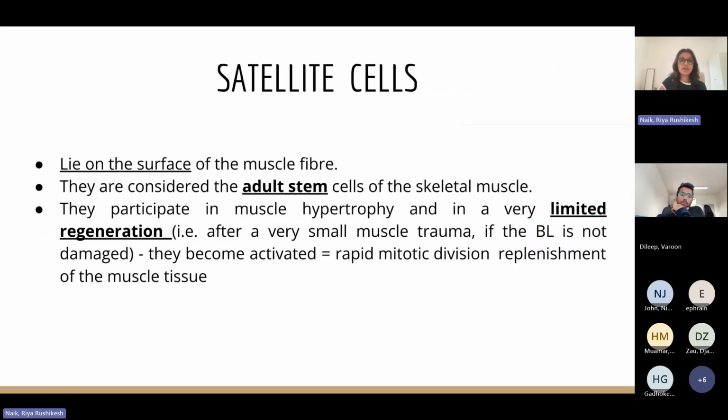Now, satellite cells, does anyone have any idea what their function is going to be like? All right, okay then. Basically, they lie on the surface of every single muscle fiber, and they're really tiny cells, and their basic function is regeneration. That's why they're considered adult stem cells, and they offer very limited regeneration, and that is also possible only if the basal lamina is not damaged in any way. If it's not damaged, then they become activated to repair really small damages. And the important thing to note here is that they mostly act on skeletal muscles.